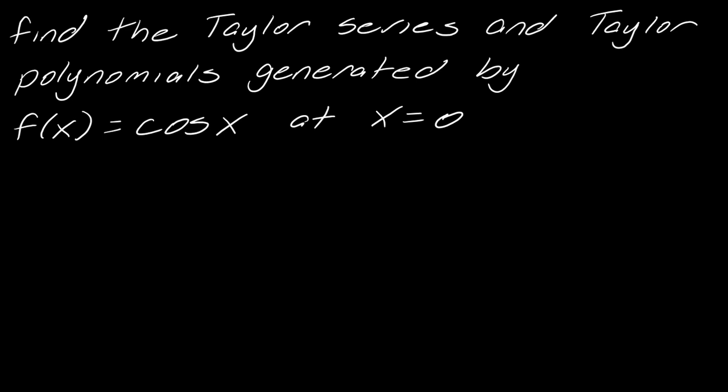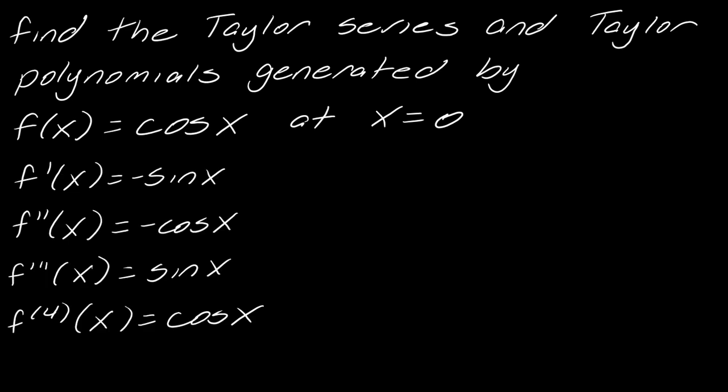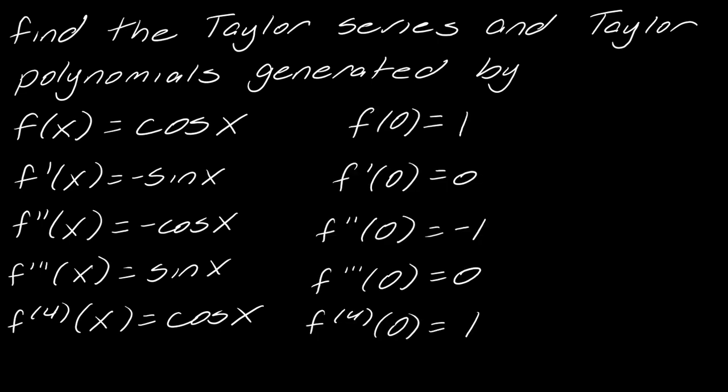Okay, so I'm going to go ahead and show you. So I go ahead and I take all my derivatives. The first derivative is negative sine, second derivative is negative cosine, third derivative is sine, and then we cycle back at the fourth derivative to get to cosine of x. So if I just plug in 0 into all of these, f of 0 is 1, f prime of 0 is 0, f double prime of 0 is negative 1, f triple prime is going to be 0, and then the fourth derivative is back to 1.